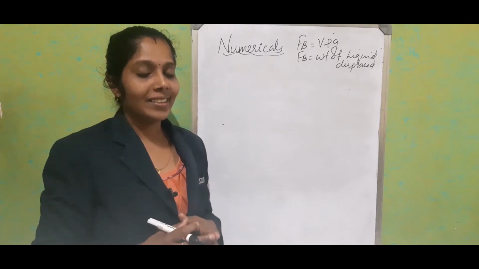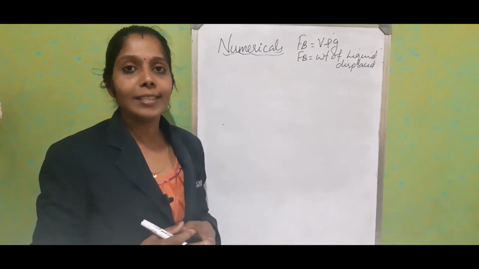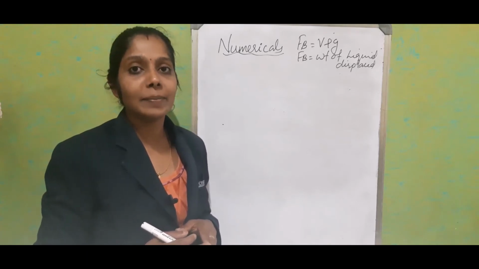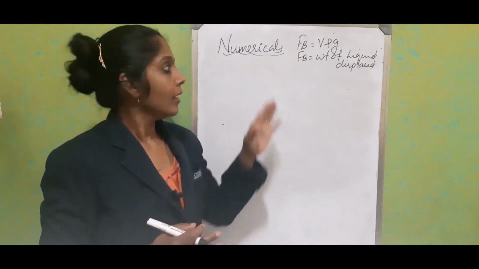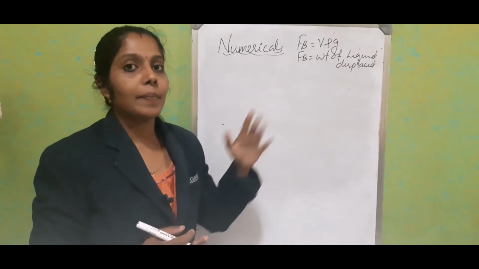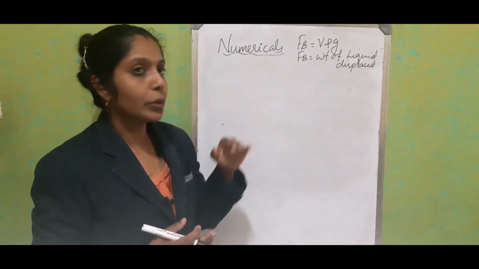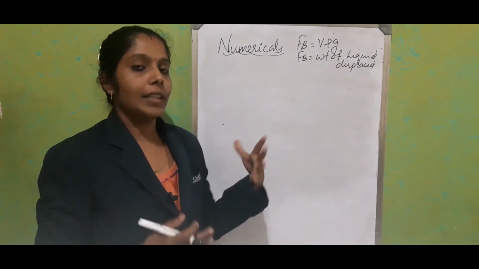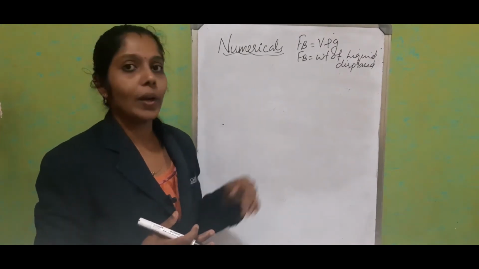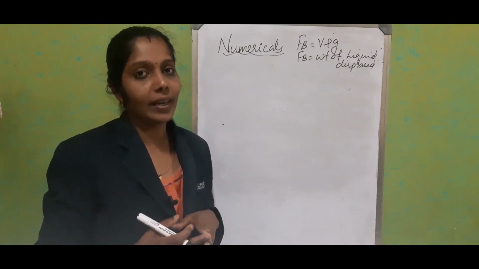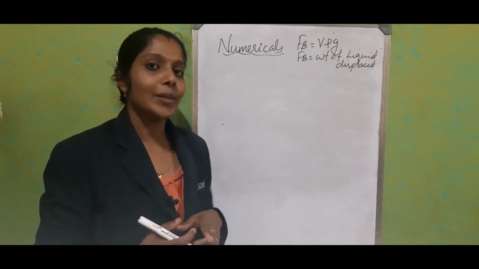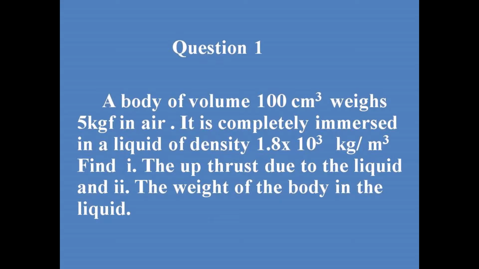Hi everyone. Today in this session we are going to solve some numericals based on Archimedes principle and floating. So we studied that upthrust is equal to V rho g, or in other words, it is equivalent to the weight of the liquid displaced. Okay, so let's move to the first question.